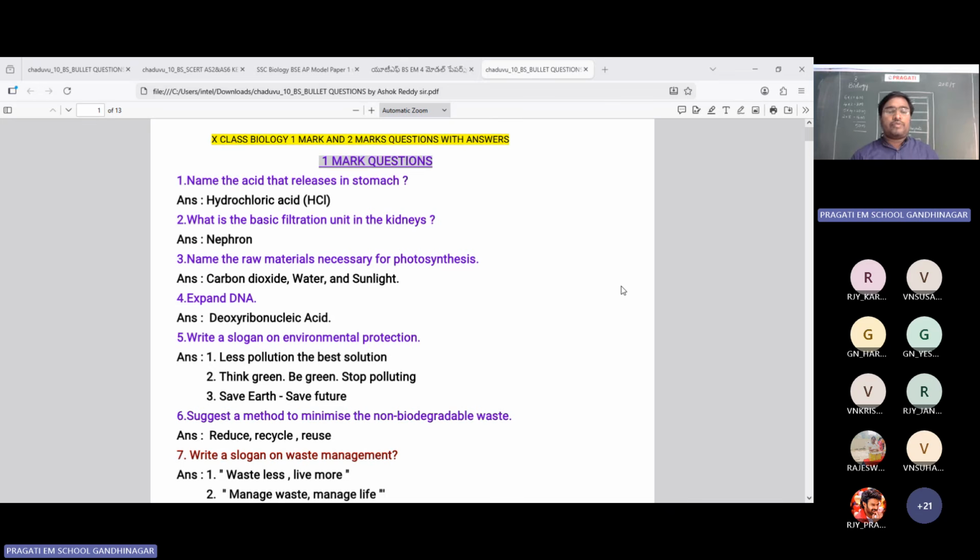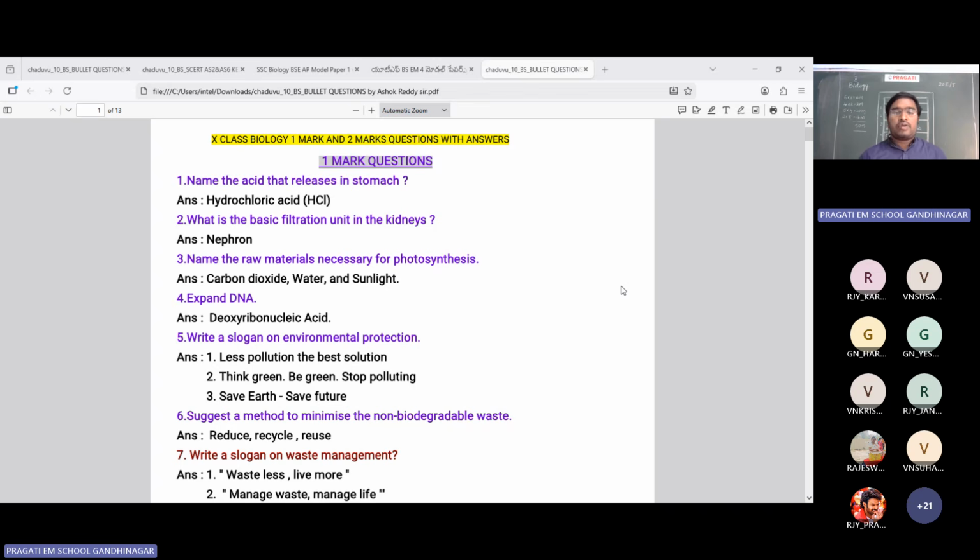Okay, and fifth question is, write a slogan on environmental protection. So if it is a 1 mark, you should write at least 2 slogans. If it is a 2 mark question, please write at least 4 slogans, children. 4 slogans you have to write.